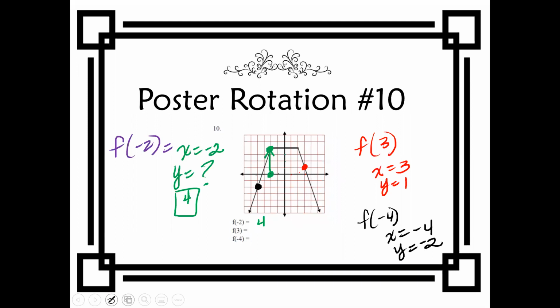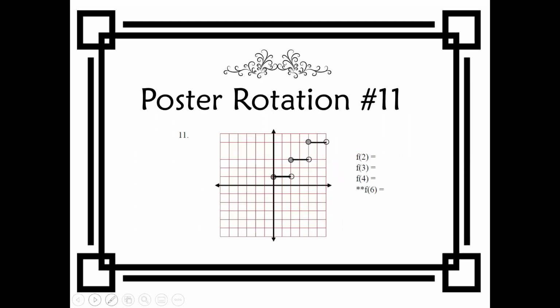Poster 10, poster 11, f of 2 is going to be 3. 3 is going to be 3. 4 is going to be 4. And 6 does not exist.